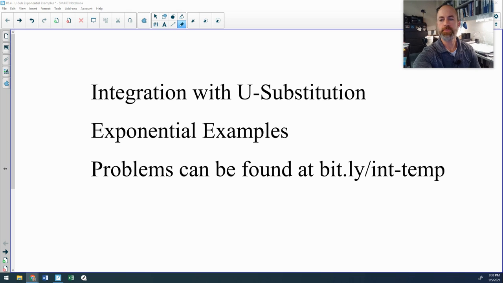Looking at U-substitution with exponential functions. Now remember, exponential means a number to a variable power. It doesn't just mean exponents. It means you have a number to a variable power, most commonly e to the x.